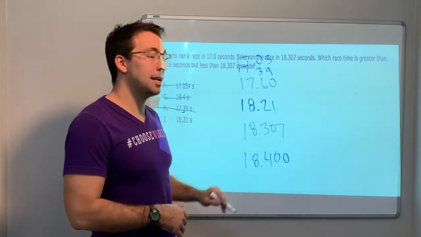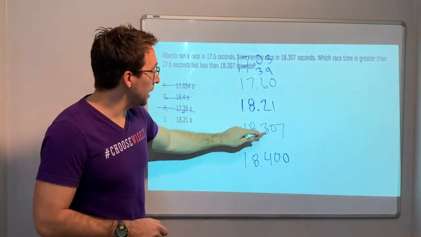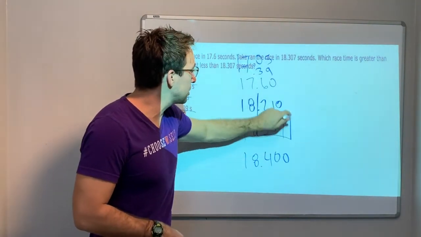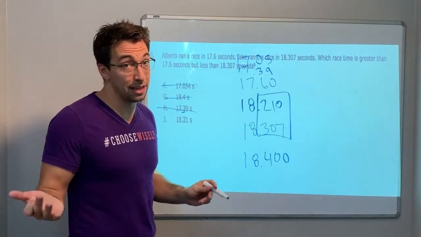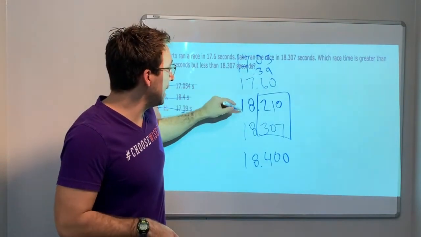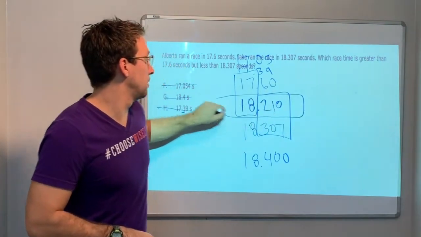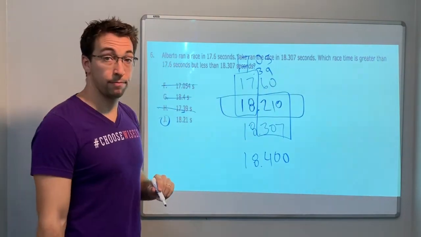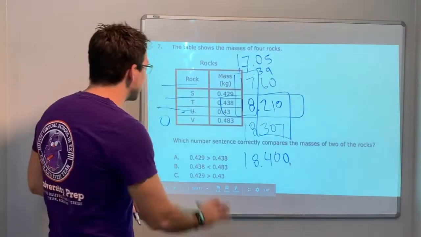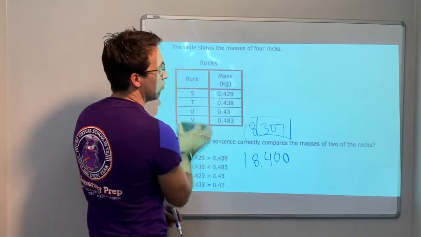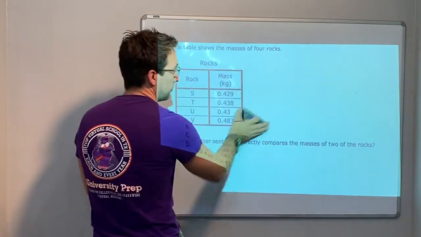18.21. 18 and 21 hundredths. 210 is smaller than 307, so we're good. And 18 is bigger than 17, so we're right in the middle. J. Remember, you guys can pause this video, complete the problem, and then watch it and check your answer.